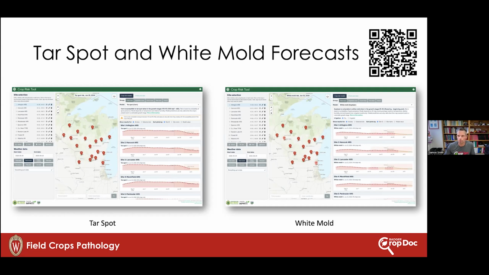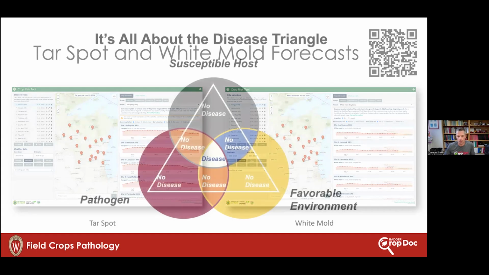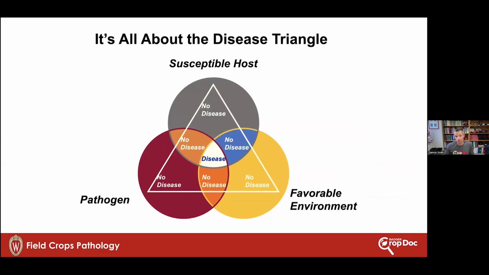So I want folks to be paying attention to what's going on over the next couple of weeks, making those decisions and watching these risk tools. The QR code there will take you to the CPN crop risk tool, where we've consolidated all the various disease prediction tools. So again, this is all about the disease triangle.